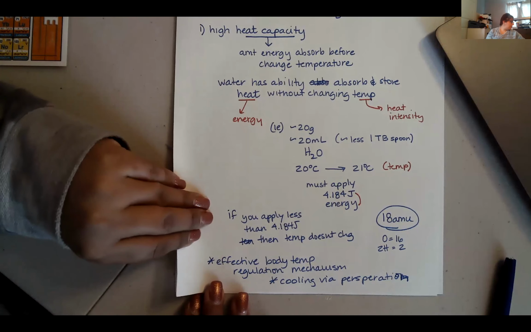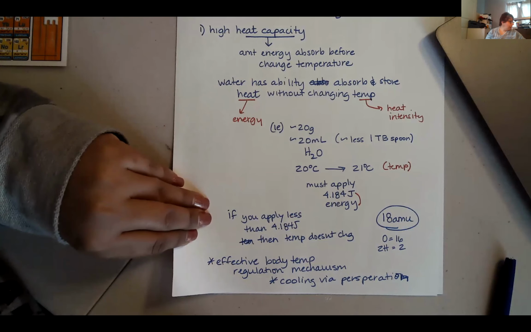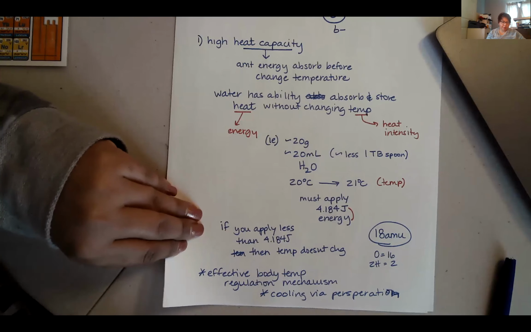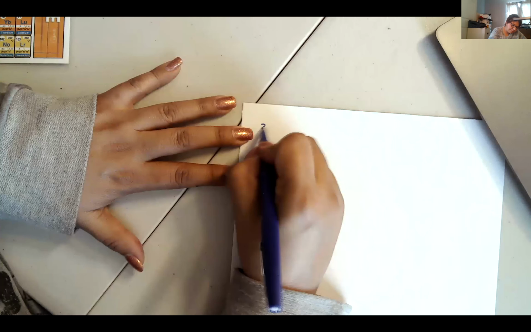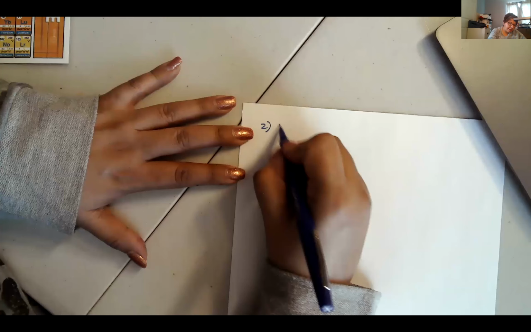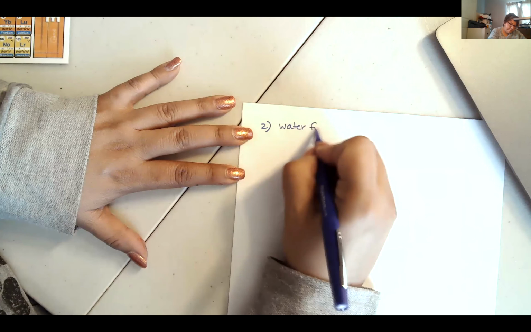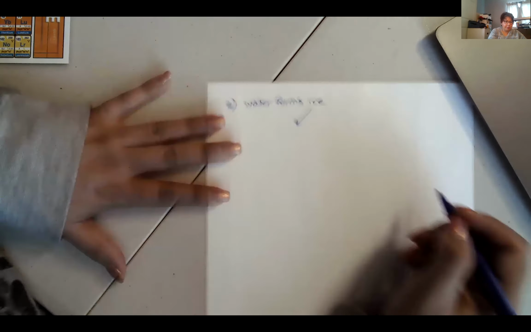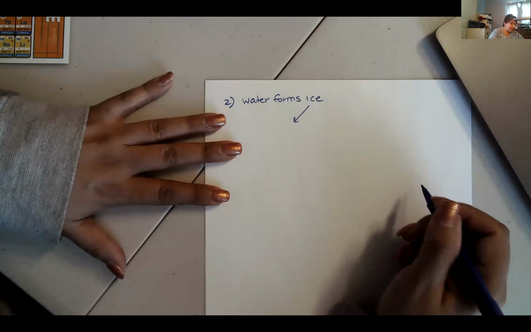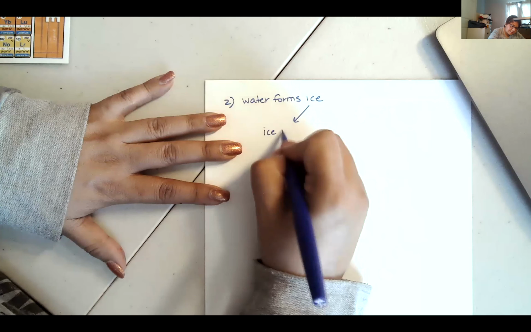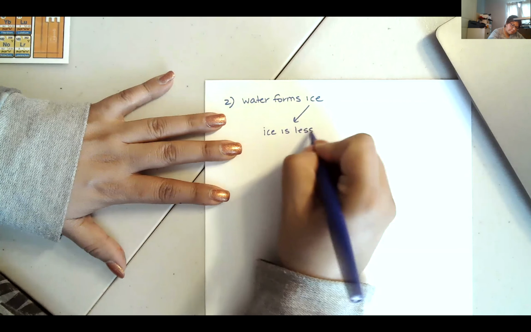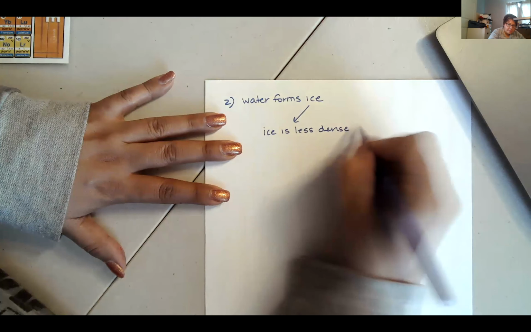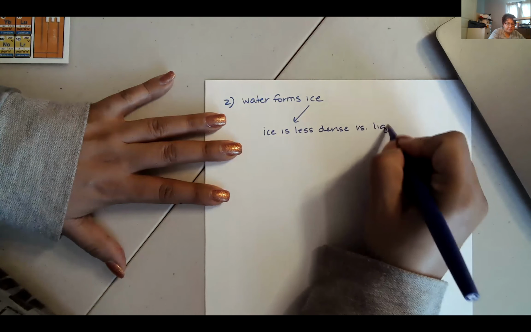All right, let's go on to the next one. Also on page 42, they talk about water forming ice. And really, this is what they mean. So yes, water forms ice. But ice, and this is the real part that I think they're trying to emphasize, ice is less dense versus liquid water.